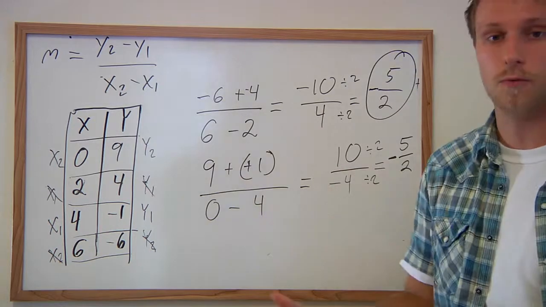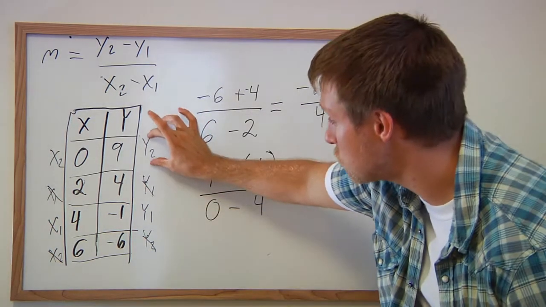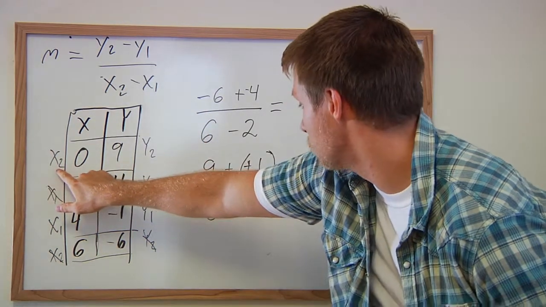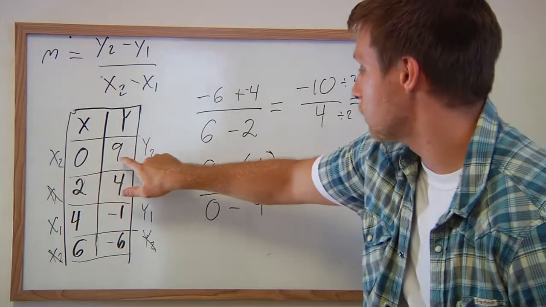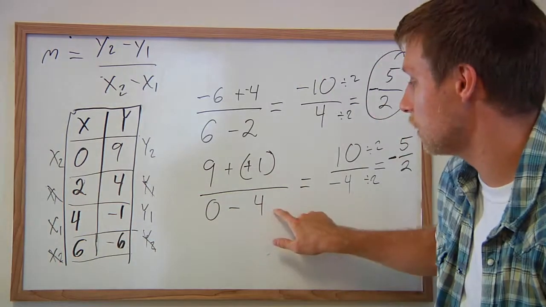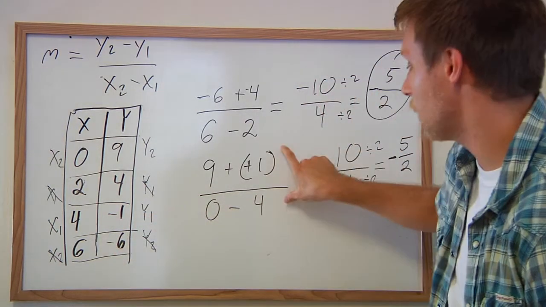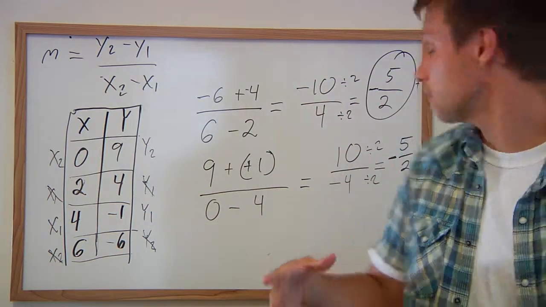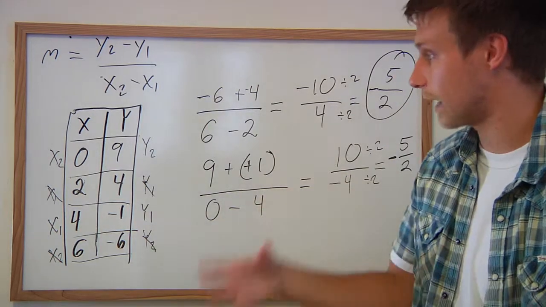It's the same slope. As long as I make sure my x2 is below my y2, and my x1 is below my y1, my points, my slope will come out correct.